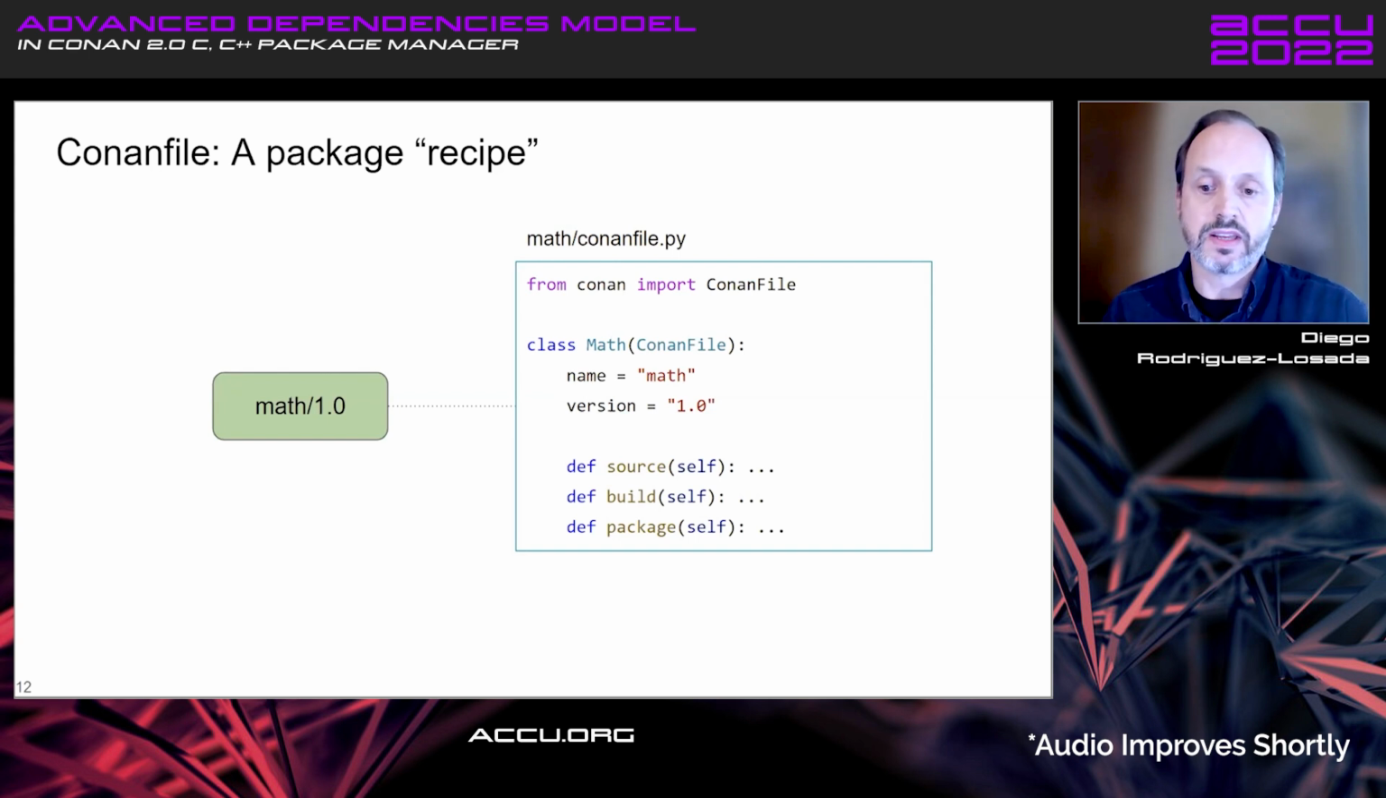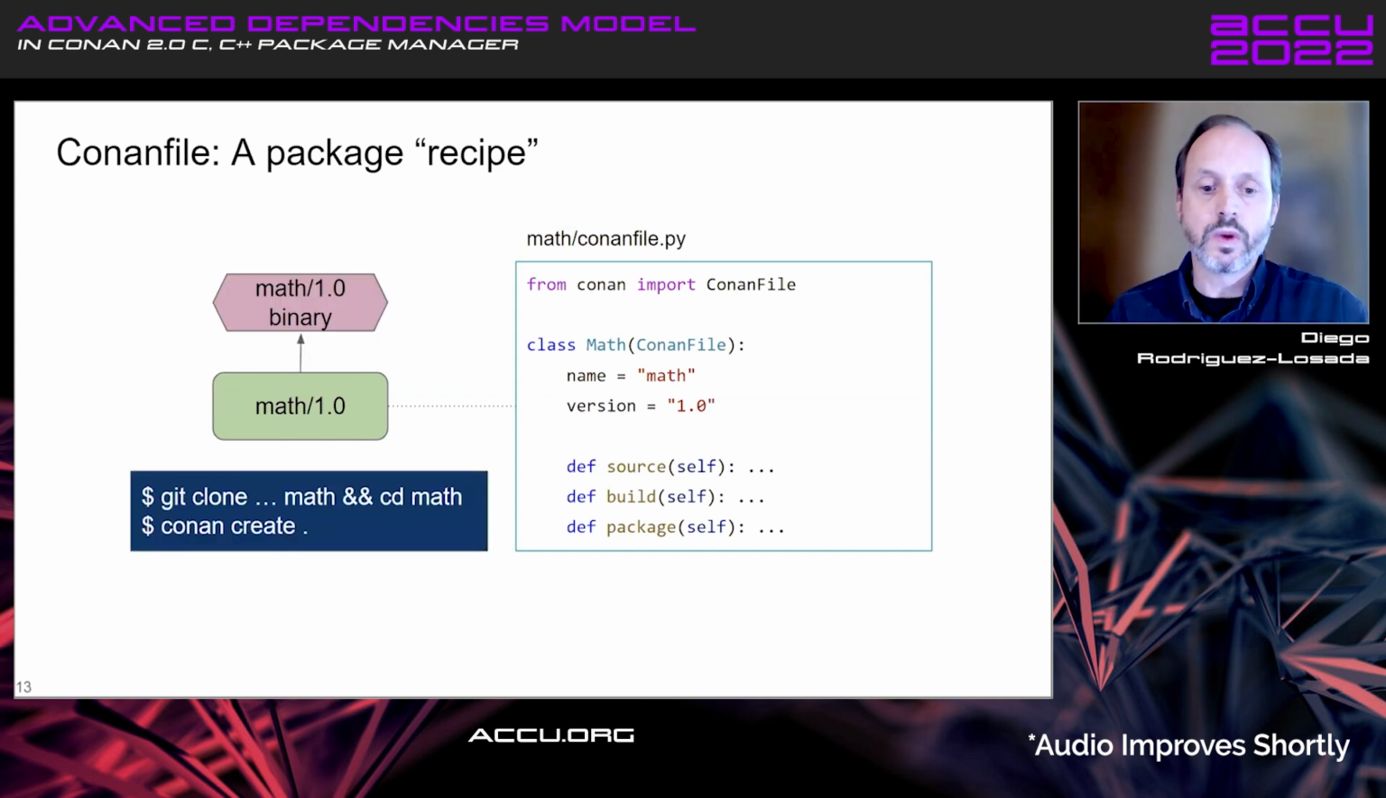Okay, so this is in a simplified way. This is the recipe that contains a source method, how to get the sources, the build method, how to build from sources, and the package method, how to actually extract the artifacts and create the final package. Okay, so with this package recipe, we can clone the math repository, and we can issue a conan create command. This conan create command will take the conanfile recipe, and it will start executing the methods, and we will end with a math library, a math binary for this source code.